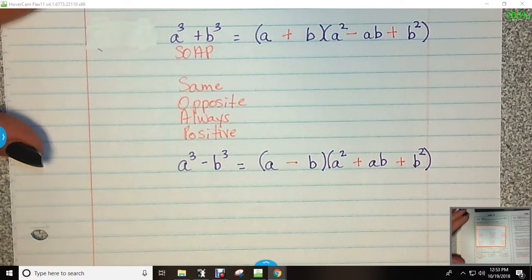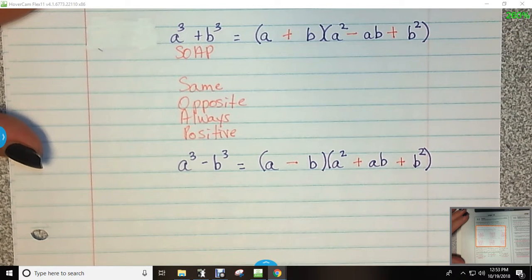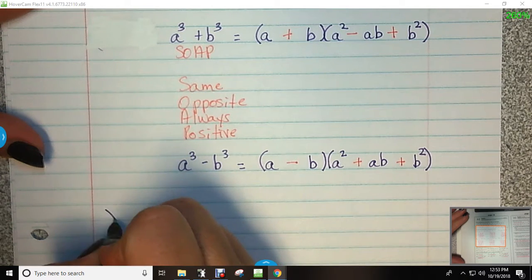Okay. So now, those are the formulas right here that your book gives you. You can memorize it, or you can follow the pattern that we just did right there. Okay. So, here's our first example.